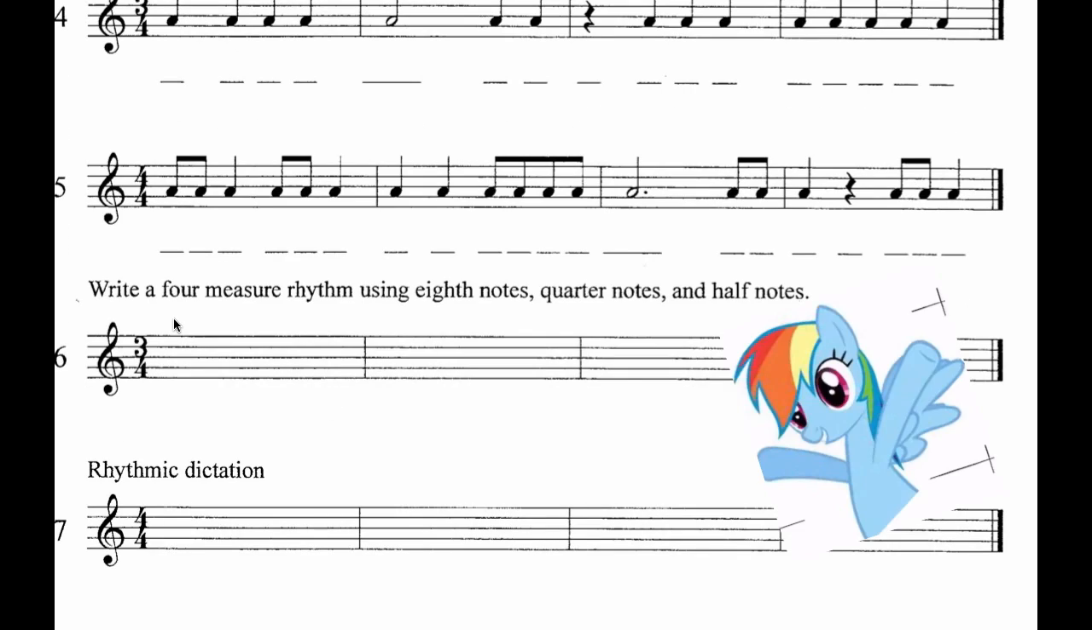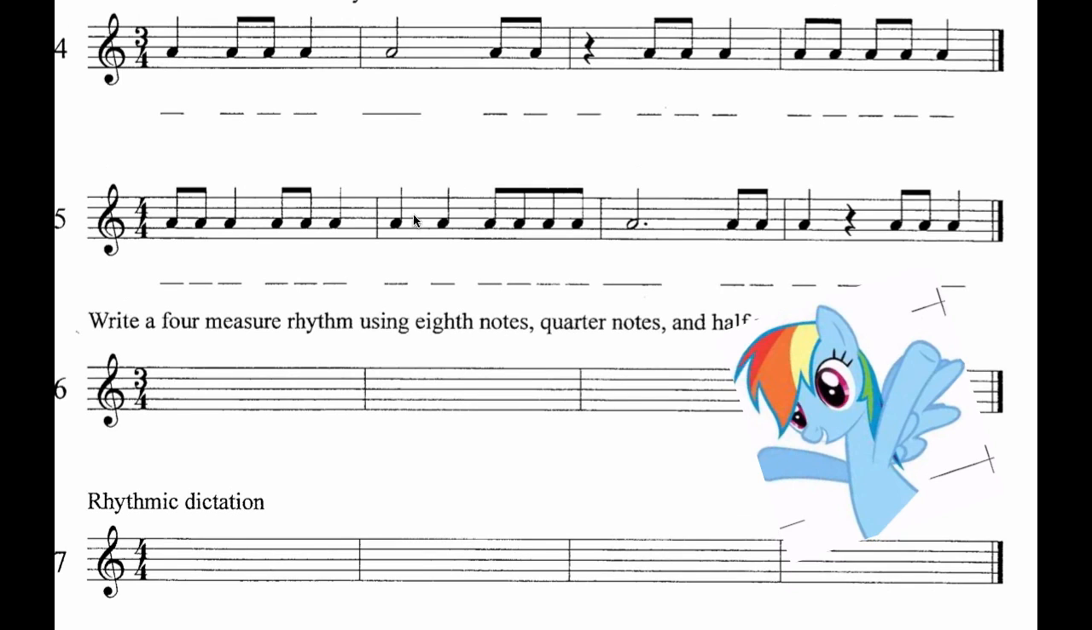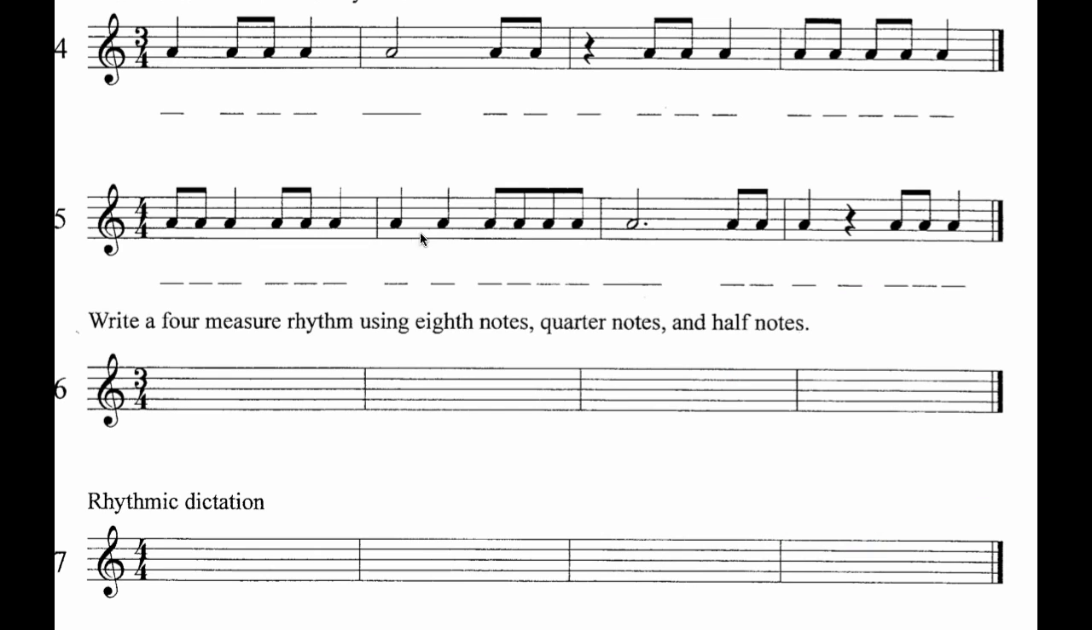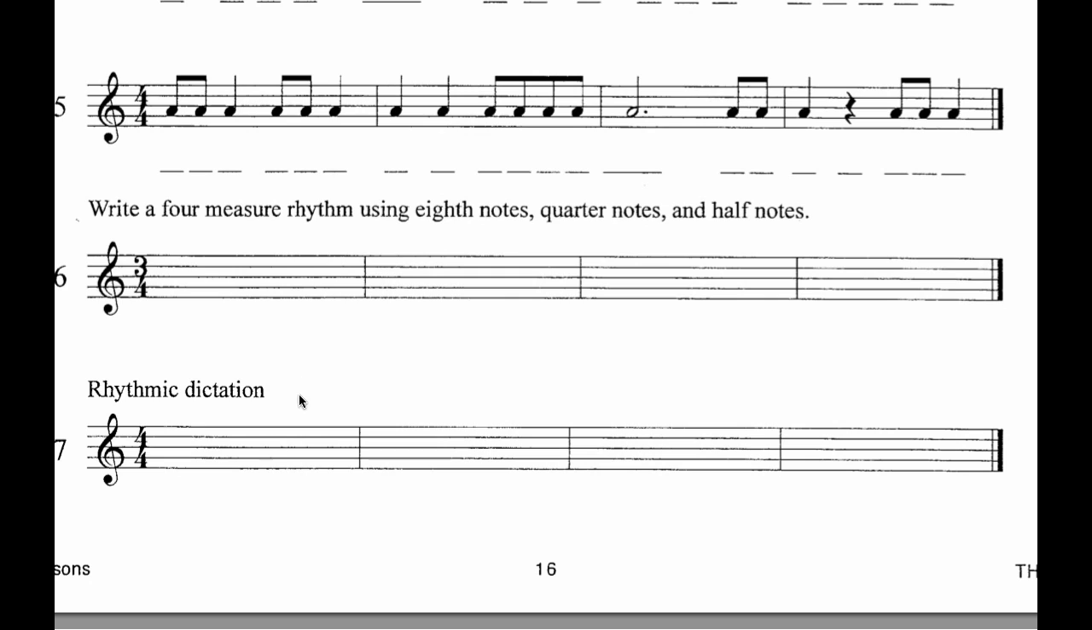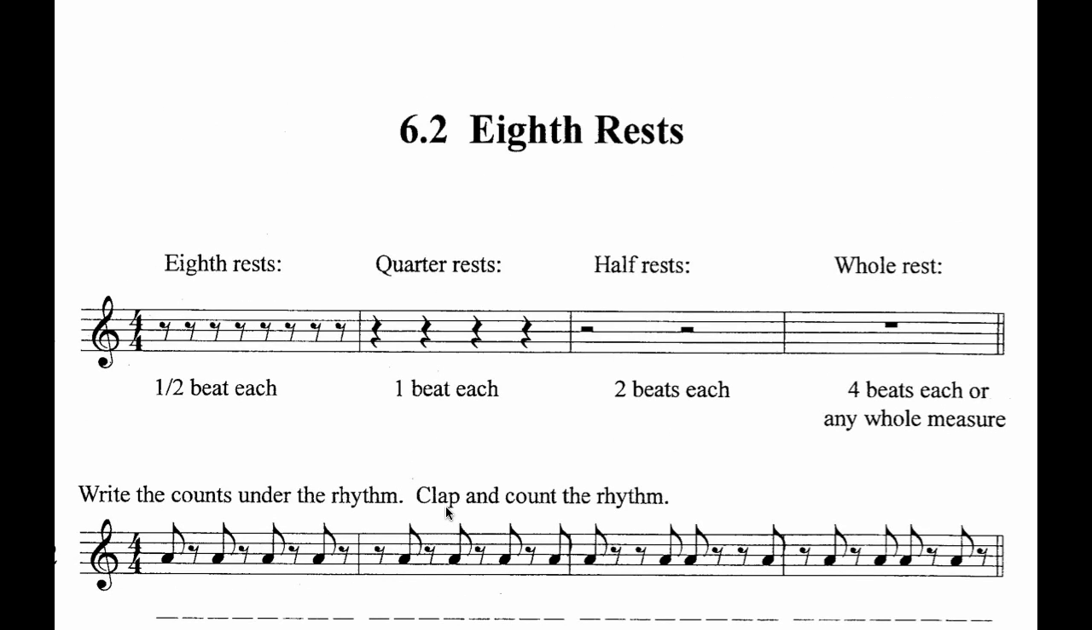And then you get to compose and write a 4-measure rhythm using eighth notes, quarter notes, and half notes, and you make it up. Keep in mind that in 3/4 time signature, there are 3 beats in a measure, and a quarter note will fill 1 beat. In rhythmic dictation, I'll play on the piano in class, and you'll write down the rhythm that I play. All right, last page of the study guide, eighth rests.